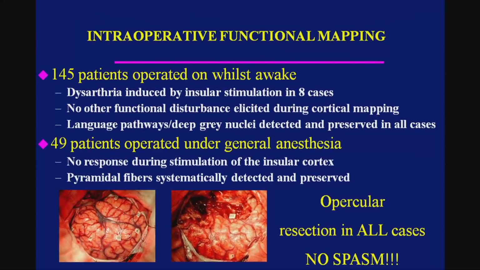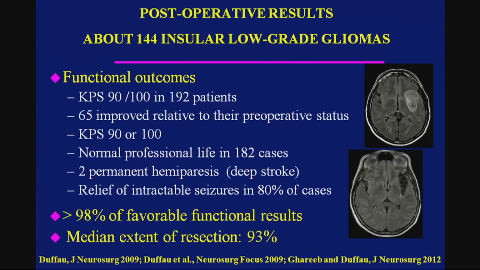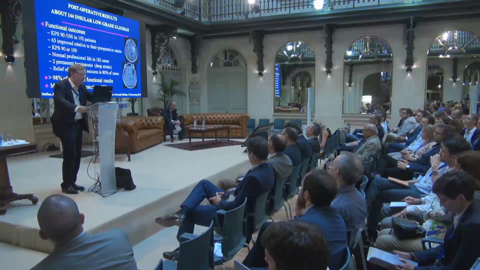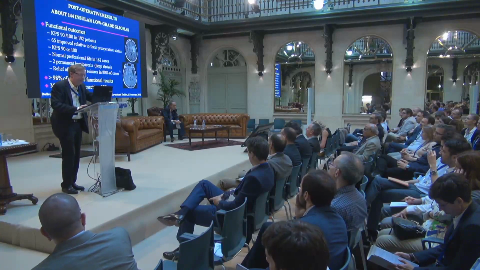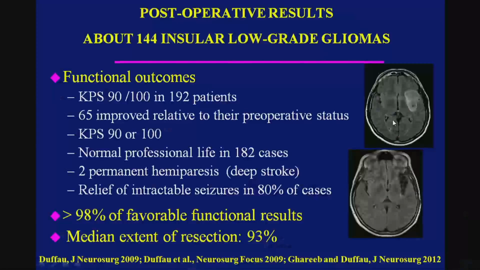So now, of course, in all cases, I will do subpial dissection with no spasm and through a transopercular approach under awake mapping, even in the so-called right non-dominant hemisphere. We finally see recovery in patients, except in these 2 cases. I induced a deep stroke when I was younger. The median extent of resection, if you include everything, is 83%, because you also have pure insular glioma, and more, as I demonstrated this morning, very small tumors discovered incidentally.